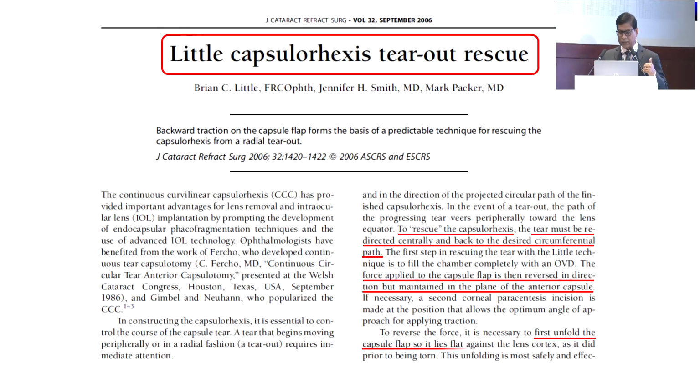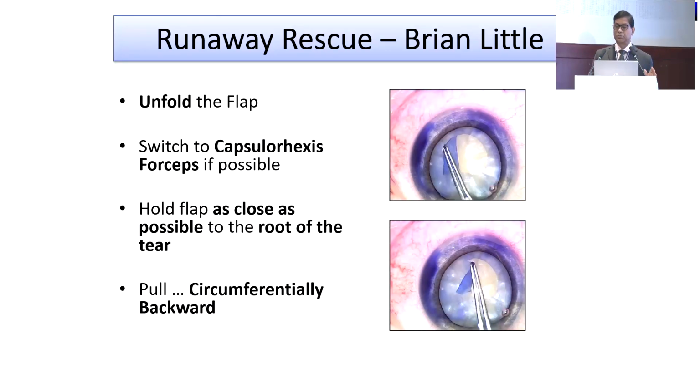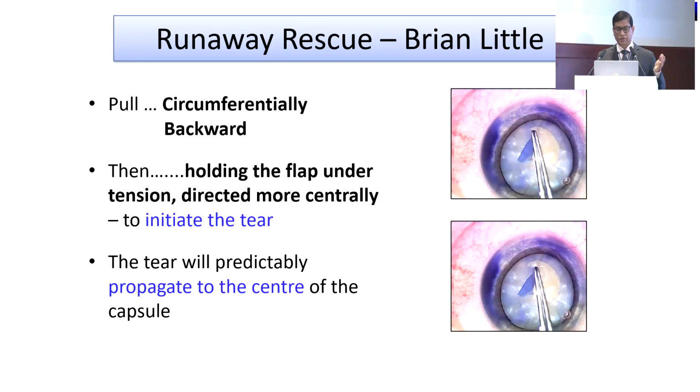First, unfold the capsule flap so that it lies flat against the lens cortex as it did prior to being torn. So, let's see the images from the original publication. Brian Little, a great person, has really done commendable work. So, switch to forceps if possible. Hold the flap as close as possible to the root of the tear and pull circumferentially backwards in the plane of the capsule. See that?